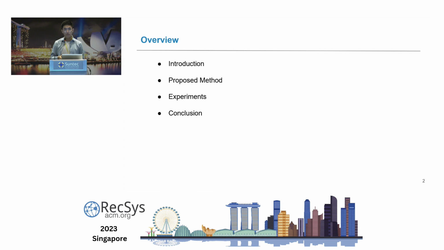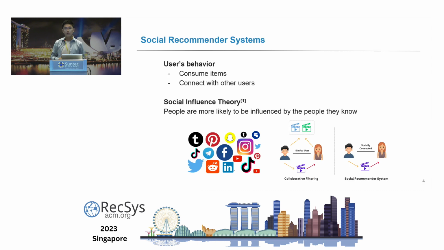This is the overview of today's presentation. I'll start by introducing the background of the social recommender system, which is related to our work because essentially our model is a social recommender, except that we have an auxiliary social link prediction task. Normally on a social platform, users can either consume items, which is the main interest in the recommender system, or they can connect with other users.